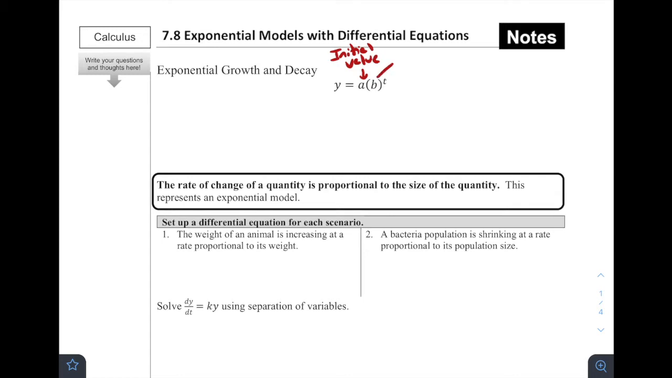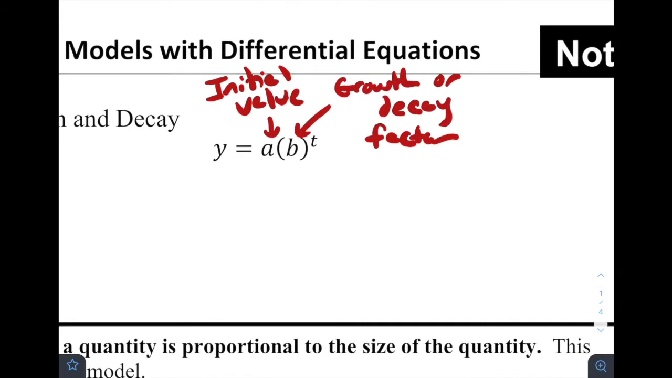The b value, though, is what's referred to as either the growth or decay factor. So our a value is our initial value, our b is our growth or our decay factor. It's the multiplier in that exponential function. It's the thing that gets multiplied repeatedly.